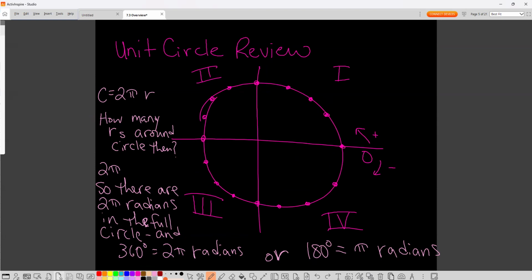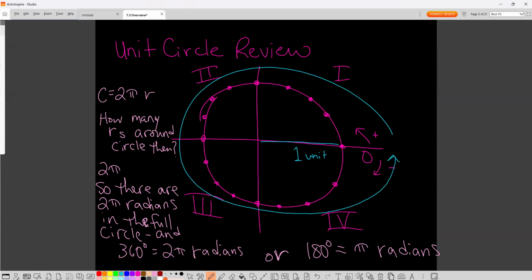Then we move on with this thing called the unit circle. All the unit circle is, it means we're going to use a radius of 1 so that we have nice little numbers that come up. So 1 unit. And if you use the unit circle, again, it's a total all the way around of 2 pi radians. That means halfway around, we've got pi radians.